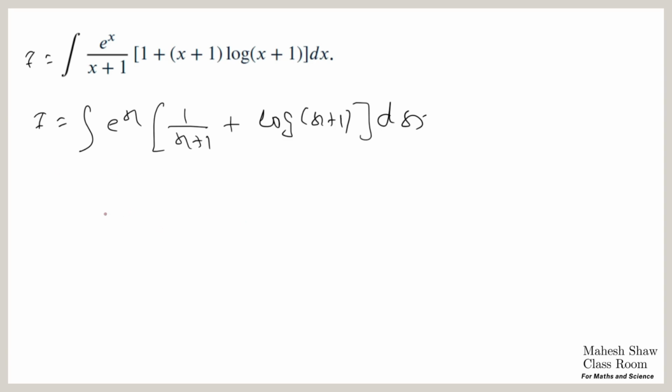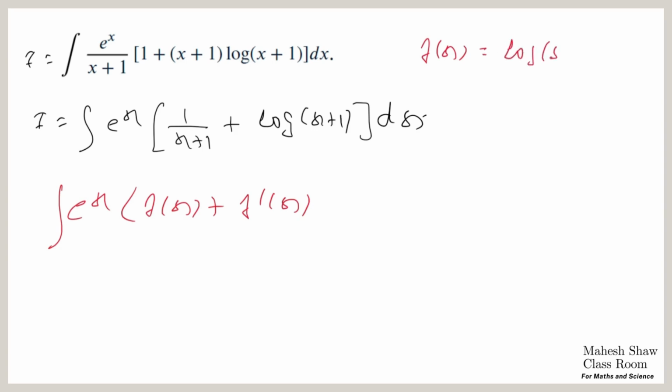Now recognize this is in the form of the integral of e to the x times fx plus f dash x. If I take fx as log x plus 1, then what is f dash x? Log x derivative is 1 by x, and by chain rule we'll get 1 only, so we can say this is f dash x.